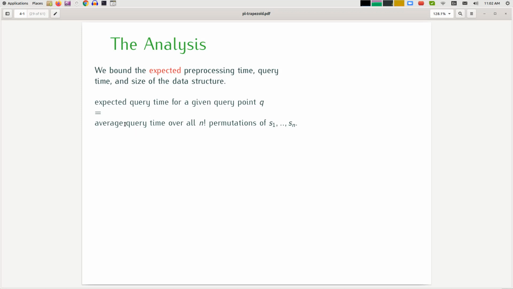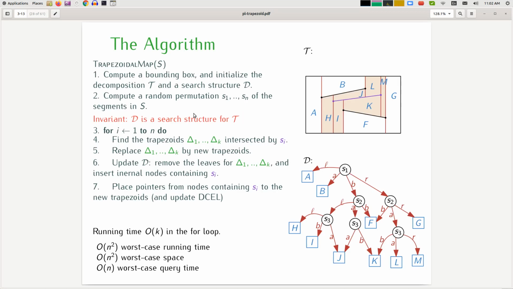So here we're going to do the expected query time for one fixed query. In other words, we assume that before the algorithm starts, we pick one query that we're going to ask, and then we look at the random permutation of the line segments, and then we analyze the query time of this particular query point that we have picked. Since the algorithm itself is oblivious to which query point we're going to ask, it makes sense to consider a fixed query that has been selected before we run the algorithm or pre-process the segments.